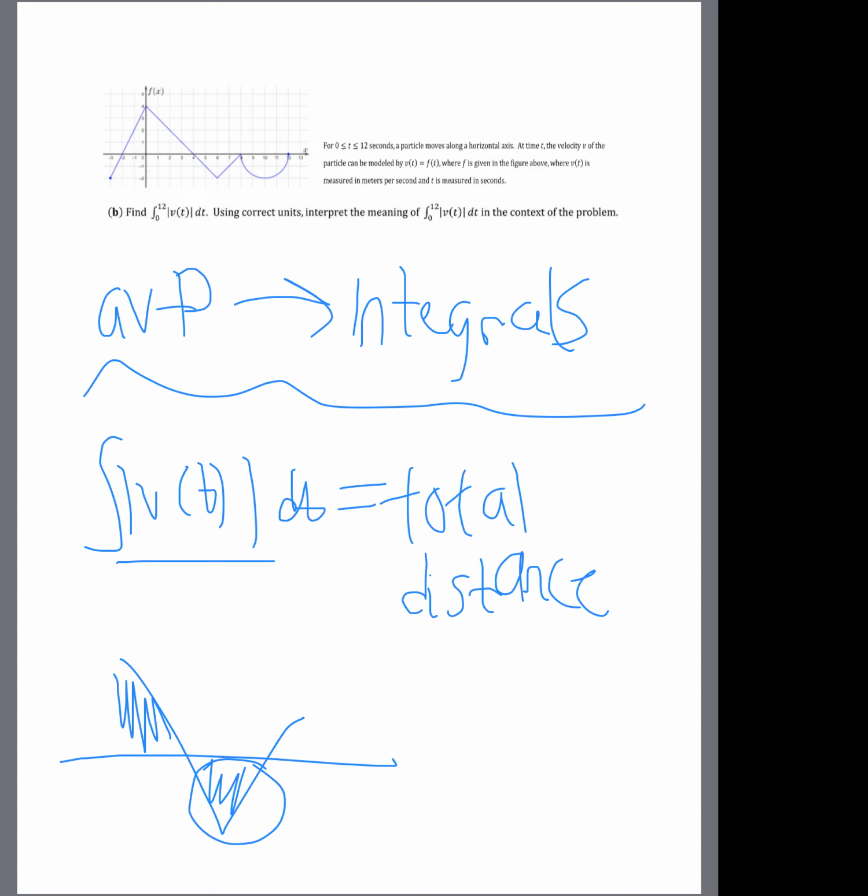There's another problem I picked out that relates more to that concept. It's more of a thinking problem based on velocity, so we'll get to that later. So basically just know that that formula is the total distance.